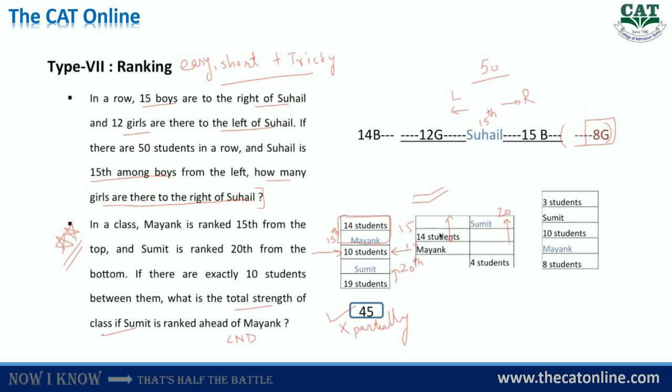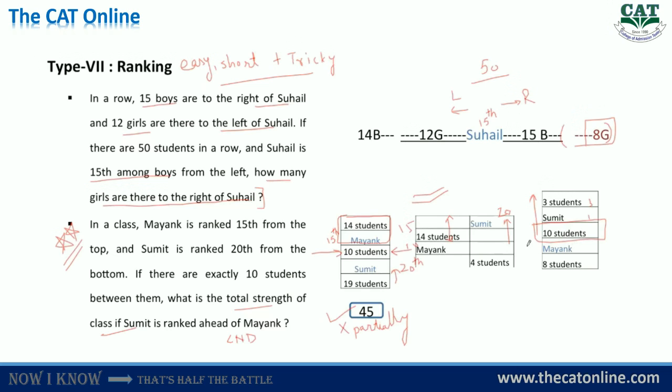So the correct option for that would be Sumit is ranked over here, Mayank is over here. If we count, there should be 15 students above Mayank, and among them one should be Sumit. Between Sumit and Mayank there are 10 students. This is given to you. Instead of having Mayank and Sumit, we are having Sumit and Mayank. Above Mayank there are 14 students, since Mayank is ranked 15th. We have 14 students above Mayank, in which Sumit is also there.